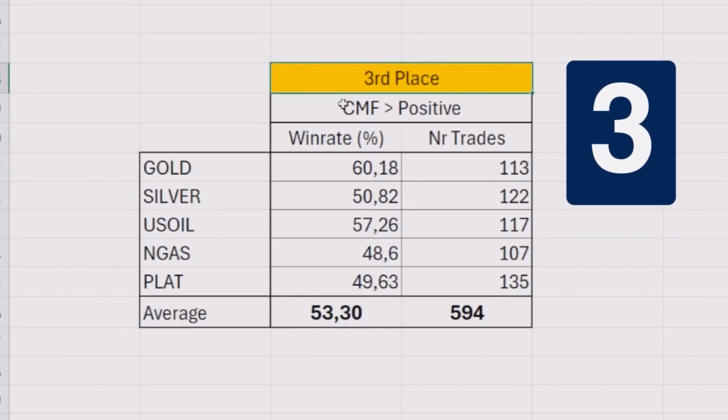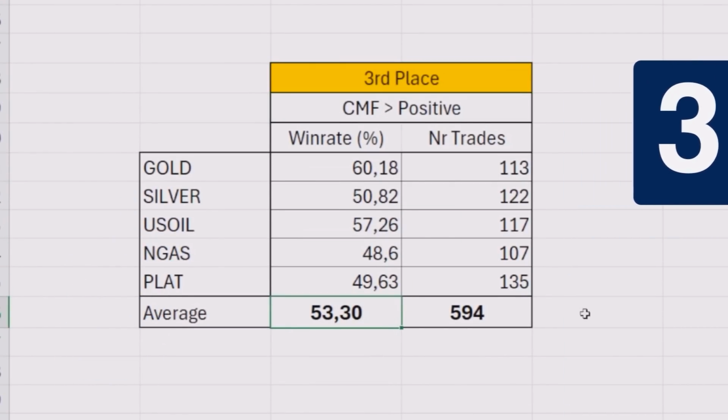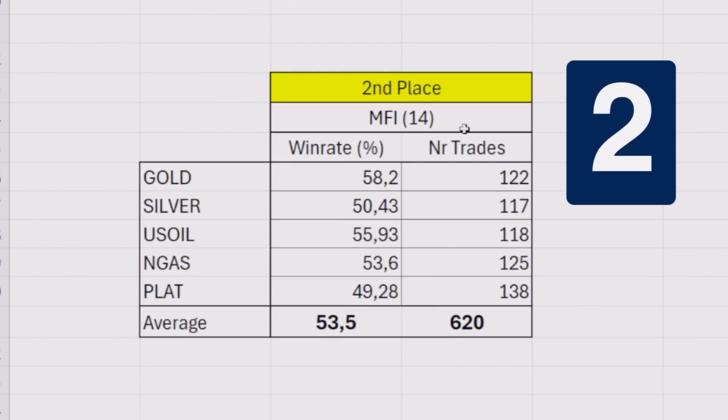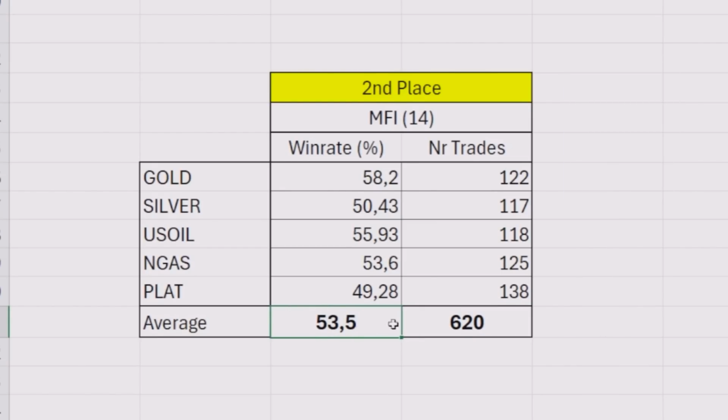In third, we have the Chaikin money flow. Slightly reduced the win rate, so not ideal. Then, in second, we have the money flow index. It maintained the 53.5% win rate and filtered a few extra trades, so a solid performance.